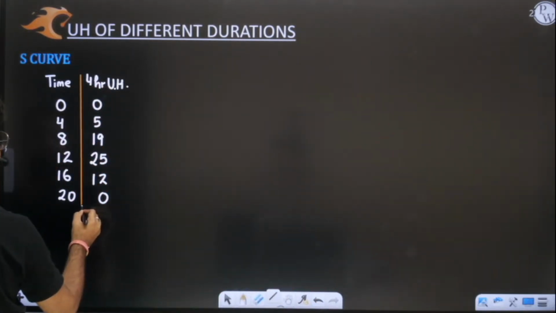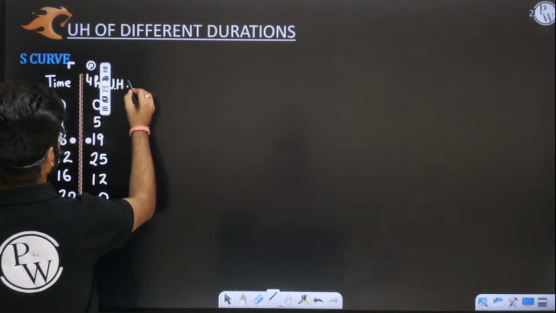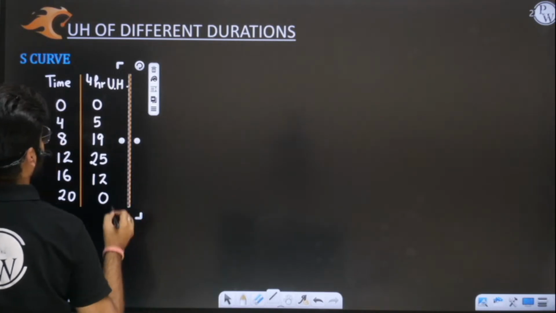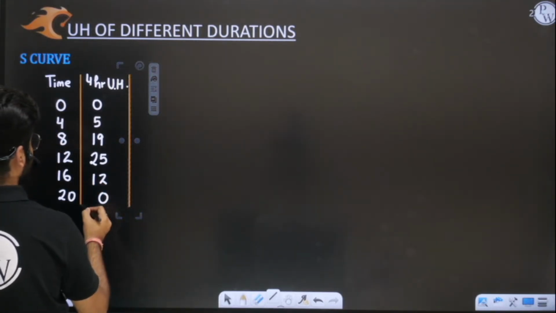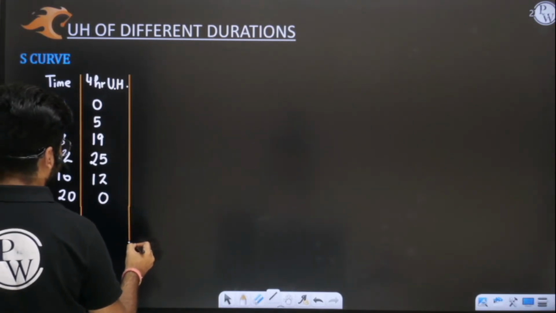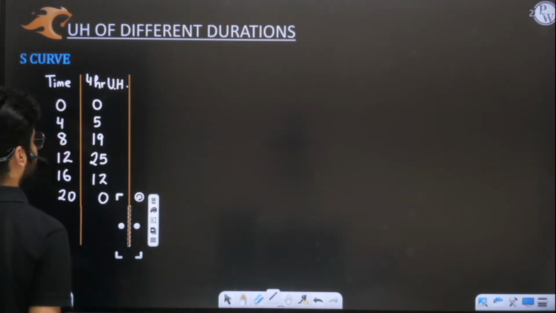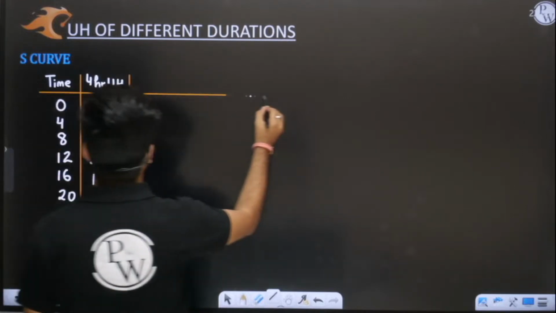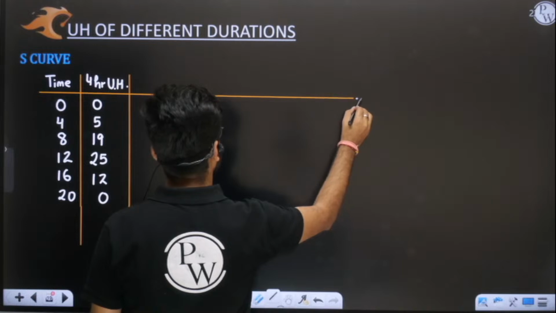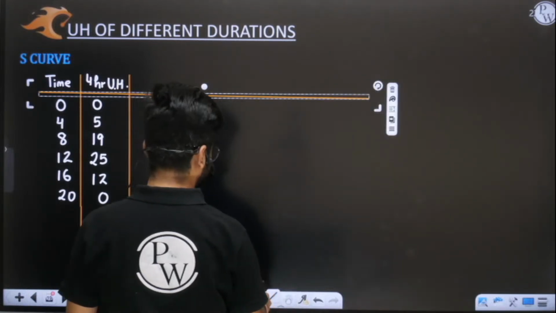Step number 1, sir, you are saying that I have to convert it into an S curve. The very first step is we have to convert it. No problem sir, I will convert it simply.